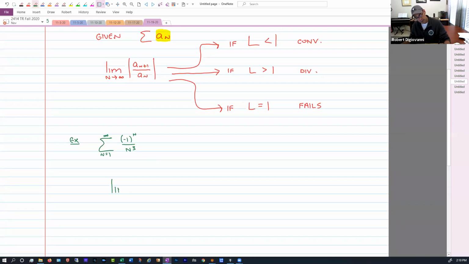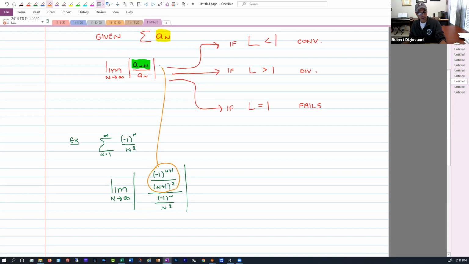So I take the limit as n goes to infinity. What we have to do first is take this and do the n plus 1 version of it, which means replace everything with n plus 1. Now be real careful on this. (-1)^(n+1) over (n+1) cubed, over (-1)^n over n cubed. Y'all see what I did here? Any questions? The part up here is the n plus 1 term, and the part on the bottom is the original sequence.